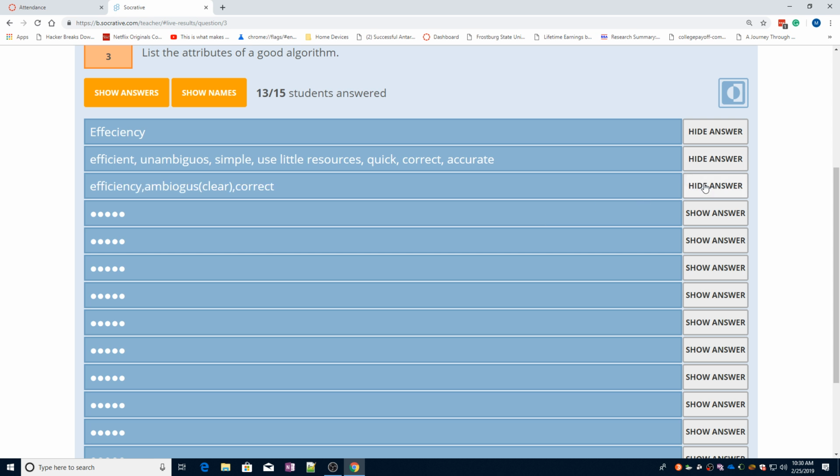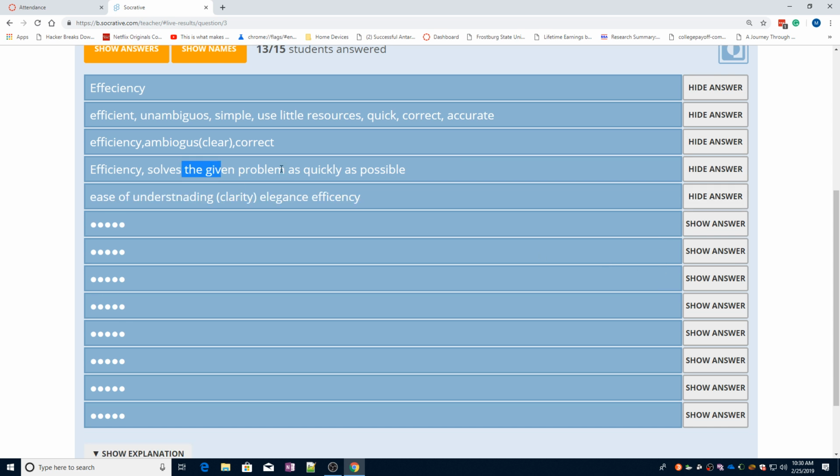started describing what an algorithm is. Same thing there. Same thing there. This solves a given problem as quickly as possible is a definition of efficiency, right? Ease of understanding, clarity, elegance, and efficiency. Good job, right? Ease of understanding, that is, how easy is it, not for the user, but for your team to understand your code. Now, we're missing one.